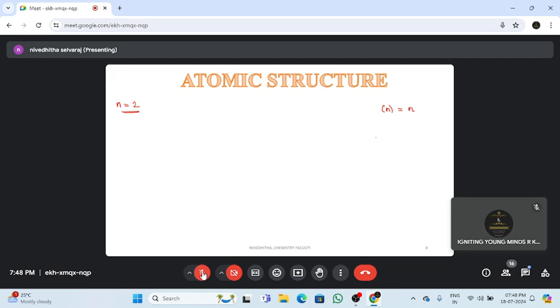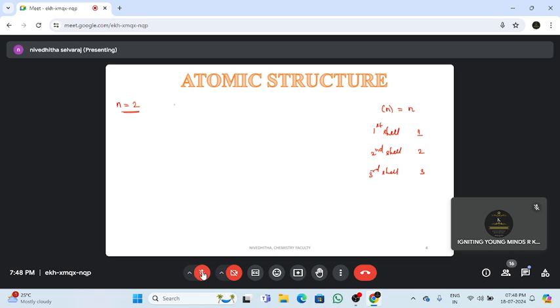In first shell, there will be only one subshell. In second shell, there will be two subshells. In third shell, there will be three subshells. What I'm asking is, in second shell, how many subshells will be there? It is two. Right. What are those two subshells?